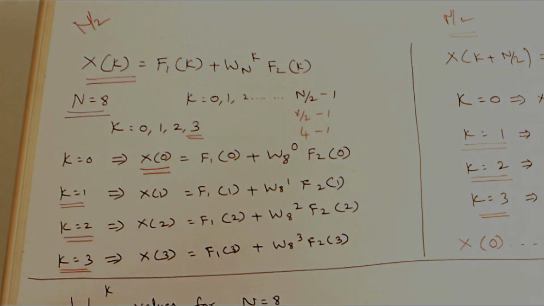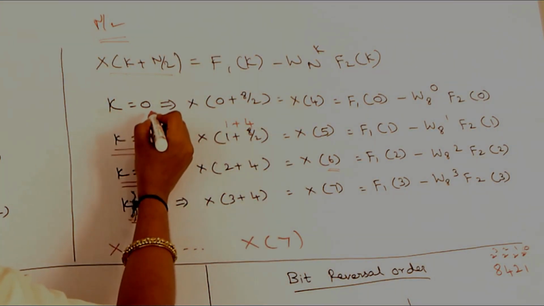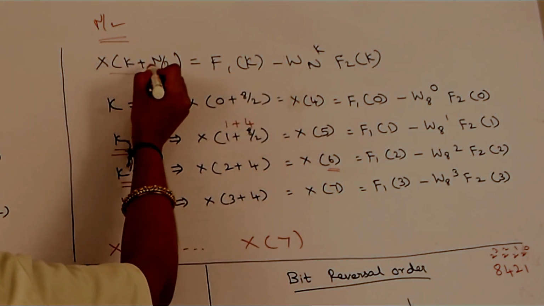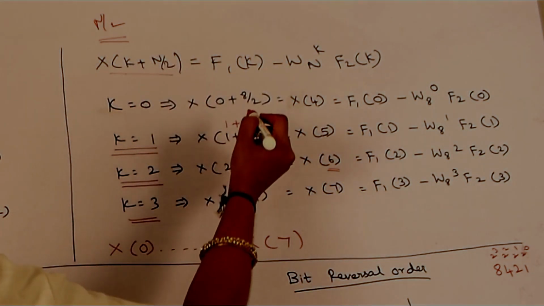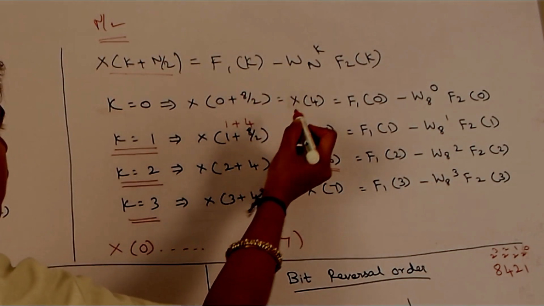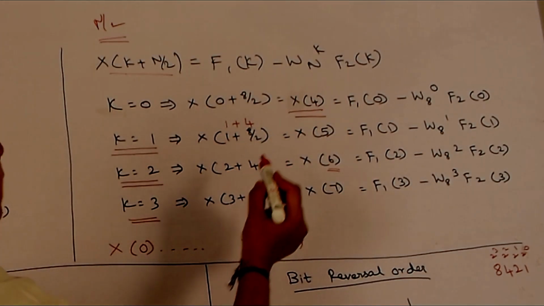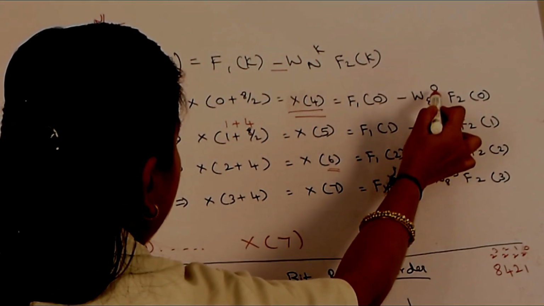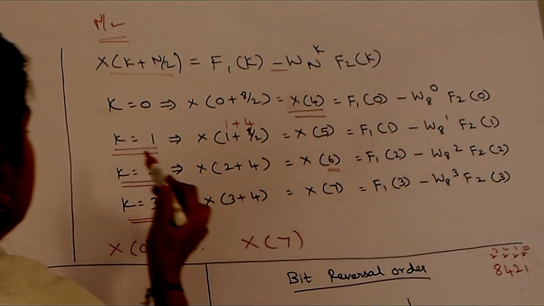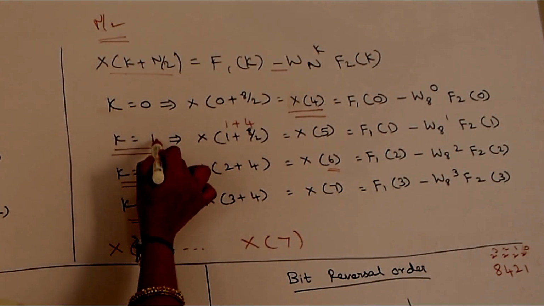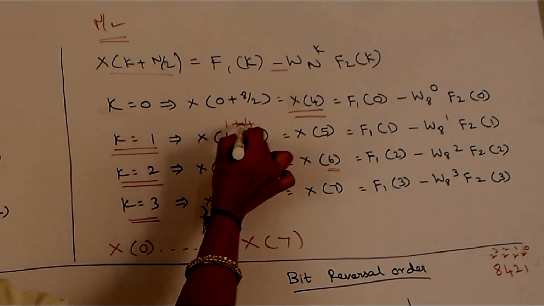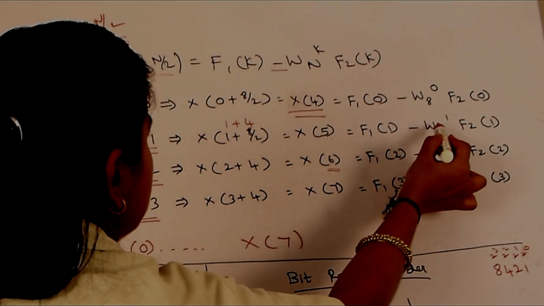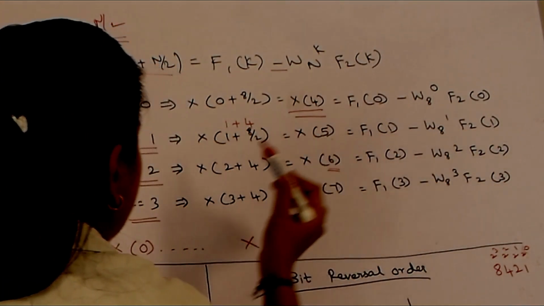And same way here, when you substitute k equal to 0, you will get x of 0 plus 8 by 2, because x of k plus n by 2 you are having here. So when you substitute 8 by 2, you will get 4. So that is x of 4, which is equal to f1 of 0 minus w8 0, f2 of 0. Same way, when you substitute k is equal to 1, you will get x of 1 plus 4, you will get x of 5, f1 of 1 minus w8 power 1, f2 of 1.